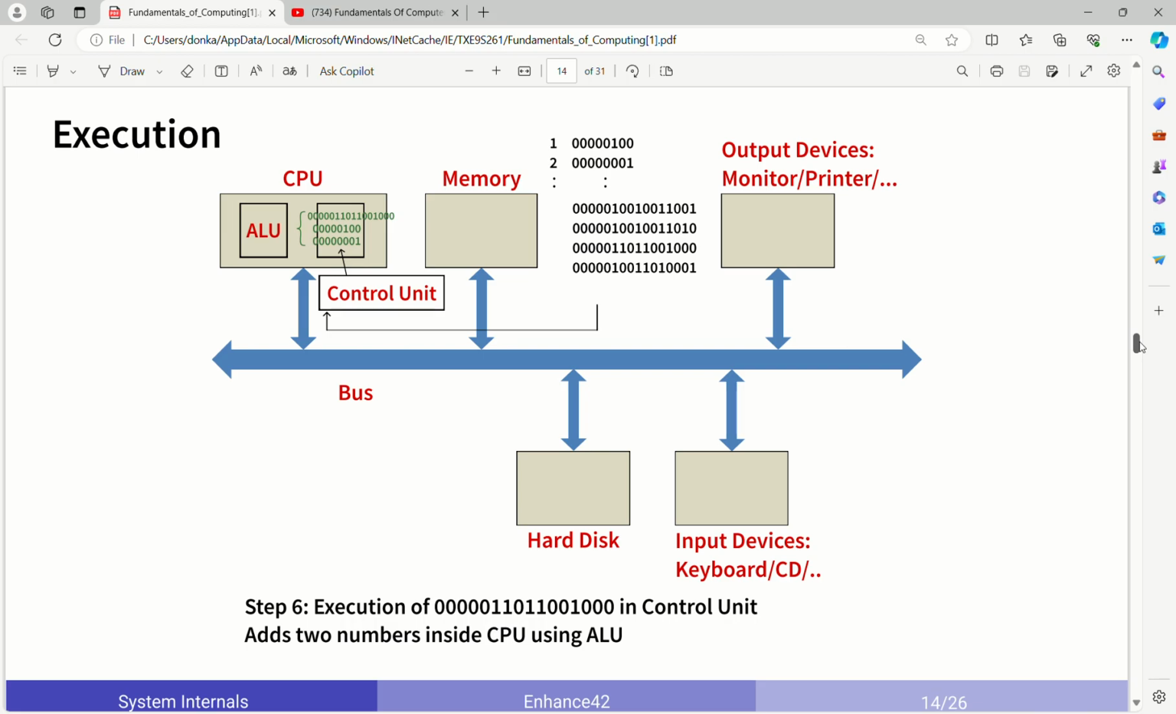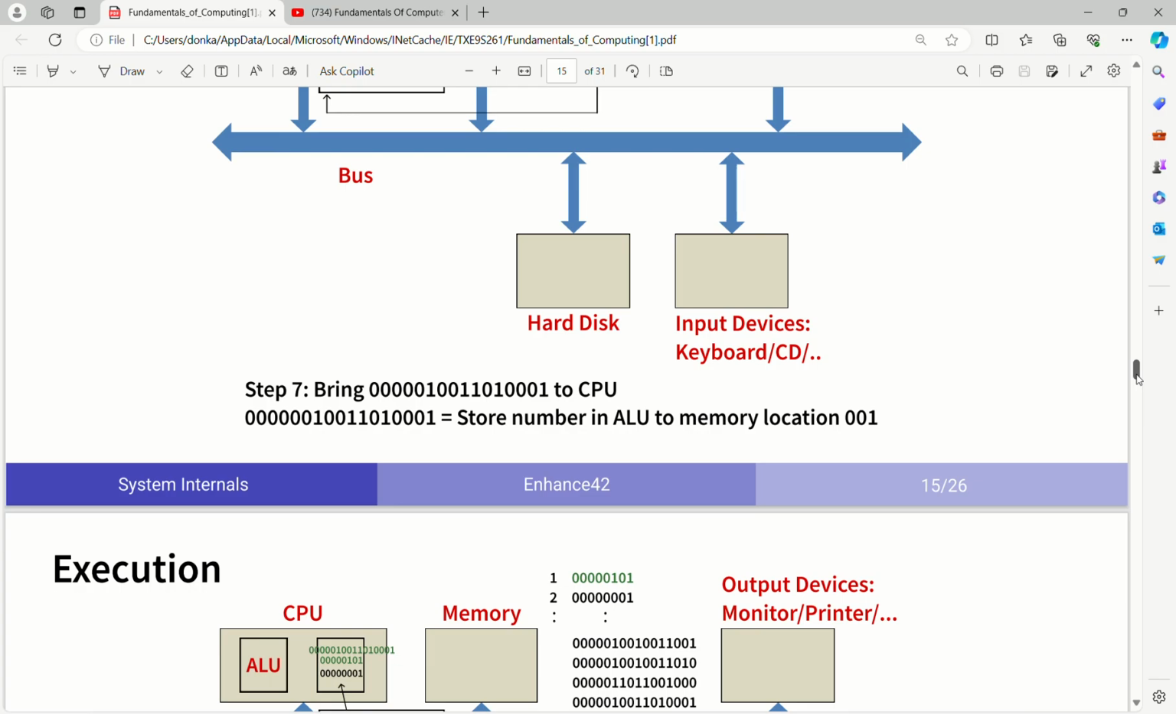What I have told is that number 4 is stored in location 1 and it is brought to the CPU, and number 1 is stored in location 2 and it is brought to the CPU. After that the CPU will add the two numbers, and it adds the two numbers using the ALU. ALU means arithmetic logic unit. This ALU helps the CPU to add these two numbers. And next, the sum of the two numbers is stored in memory location 001, and that's how the execution process is done in the computer.